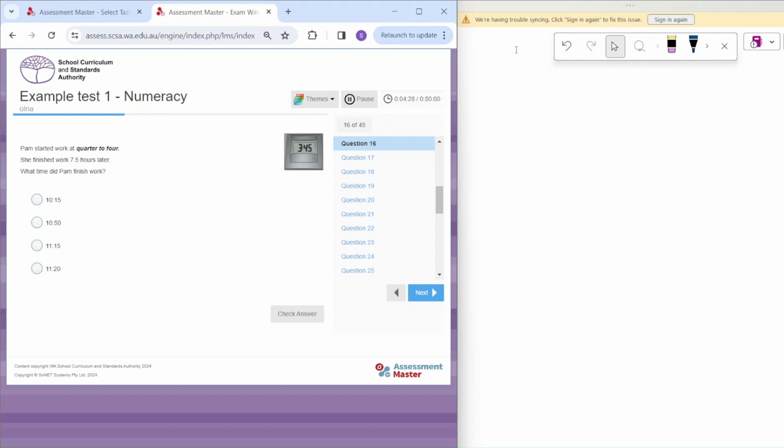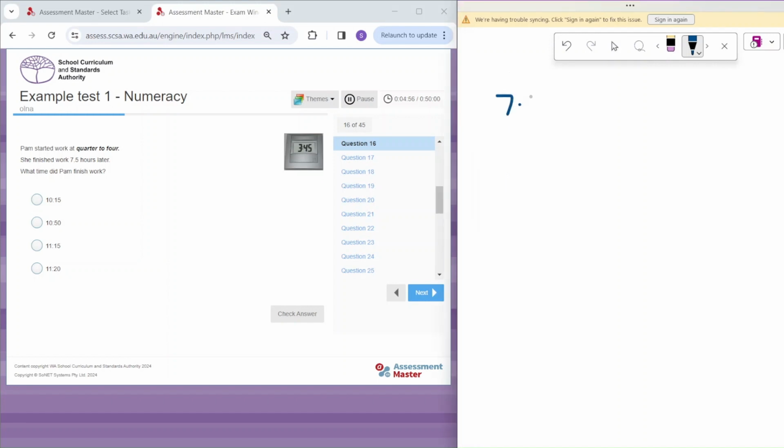Okay, so question 16 reads, Pam started work at 3:45. She finished work 7.5 hours later. What time did Pam finish work? So the first thing we should really be doing when we have a question relating to time, the way I find I can simplify this, is to try and interpret 7.5 hours, because we have 0.5 hours, but what does that mean in minutes? Because that's how it's going to help us when we're trying to work out time.